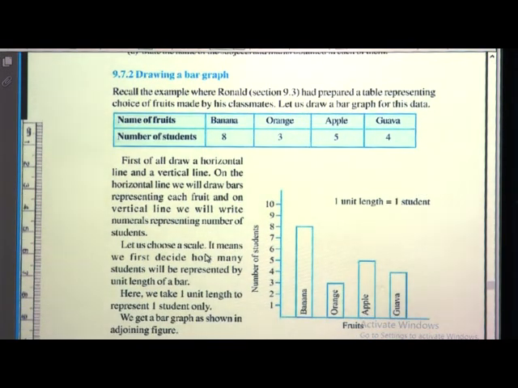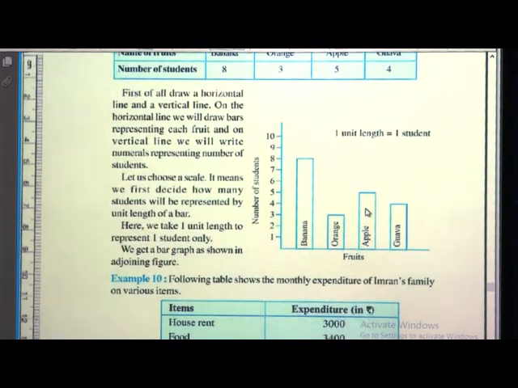Now we will see drawing a bar graph. Recall the example where Ronald had prepared a table representing choice of fruits made by his classmates. Let us draw a bar graph for this data. Name of the fruits: banana, orange, apple and guava. Number of students: for banana 8, for orange 3, for apple 5 and for guava 4. So we need to draw the bar graph for this given data.